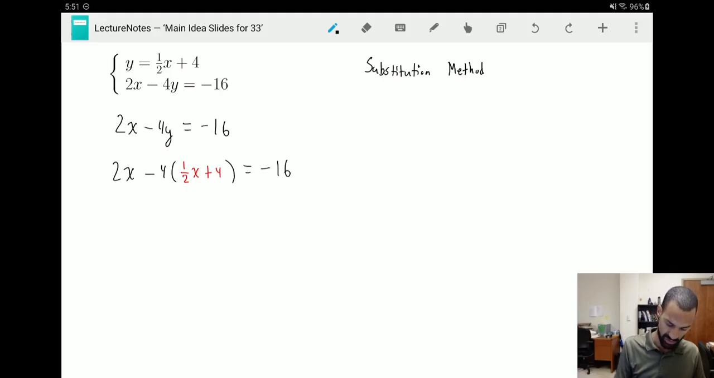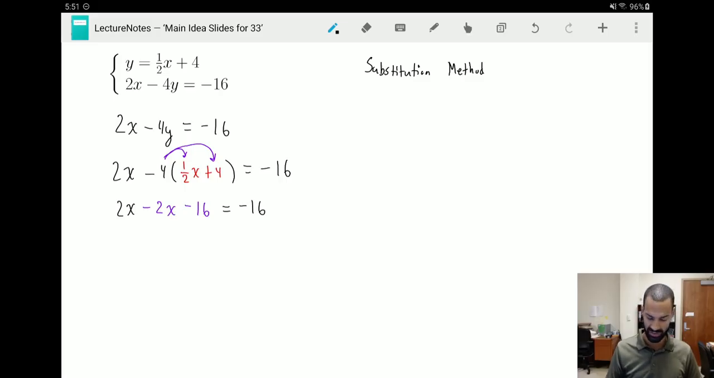We know we need to distribute the negative 4. So let's bring down the 2x. We'll distribute negative 4. Negative 4 times 1/2. Half of negative 4 is negative 2. So negative 2x. Negative 4 times 4 is negative 16. And then we'll bring down the rest. Equals negative 16. Okay, so now we have three terms on the left. We need to combine like terms. I see that I have 2x and negative 2x. 2x minus 2x is 0x. Oh, they canceled each other out.